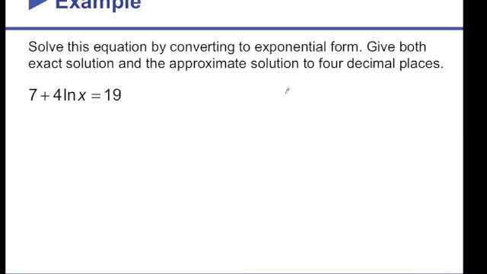Solve this equation by converting it to exponential form, the exact and the approximate answer. So the first thing I would do is move the 7. So 4 ln of x, subtracting 7, equals 12. And the ln of x then would actually equal 3. So that's the exponent. And changing it to exponential form, x equals e cubed.